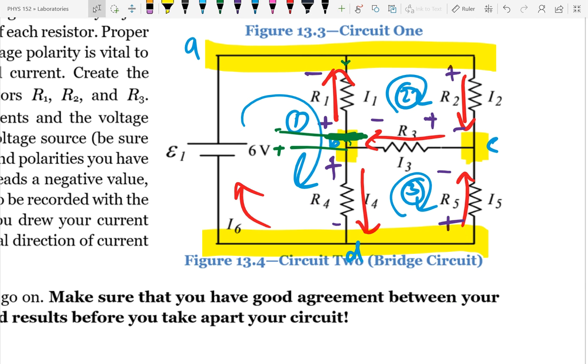Notice there's I6. It's not going through a resistor. How are you going to measure I6? Go ahead. Yeah. You do just like you would with the resistor.